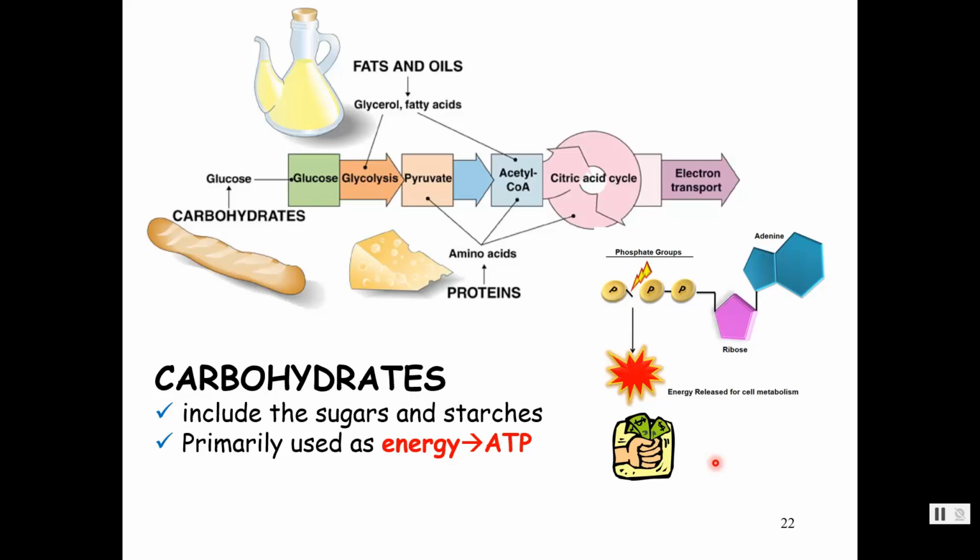So we're picking up where we left off, and we're going to start going through that table. The first macronutrient we're going to talk about is carbohydrates. These include our starches and our sugars, and you can see where they enter. Carbohydrates, it's showing you some bread. Love bread. Glucose is going to enter at the very beginning of our metabolic pathway, so into glycolysis. The primary usage of carbohydrates is for energy.